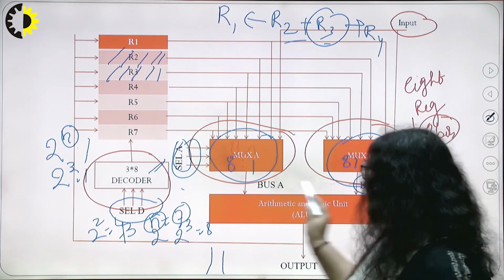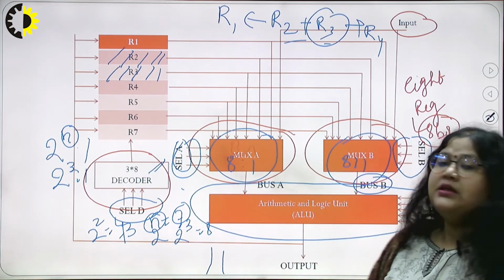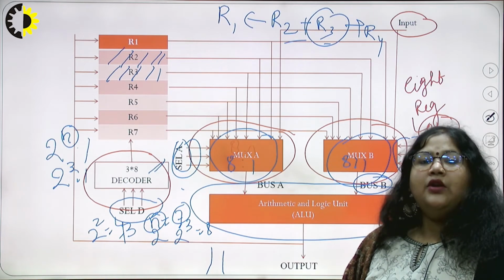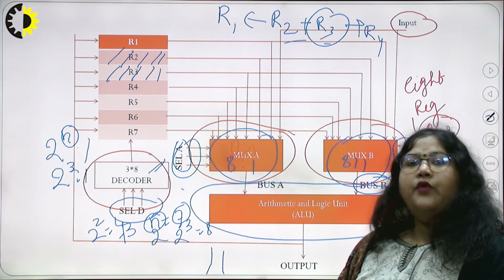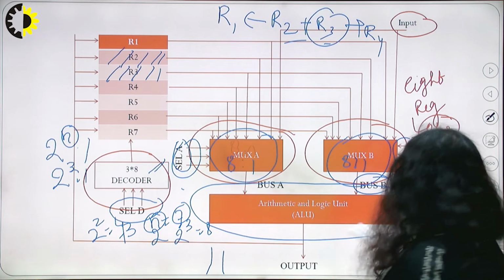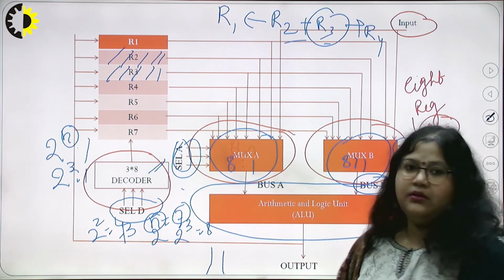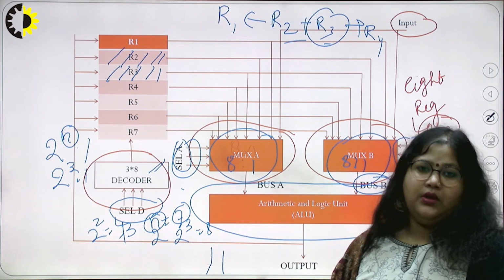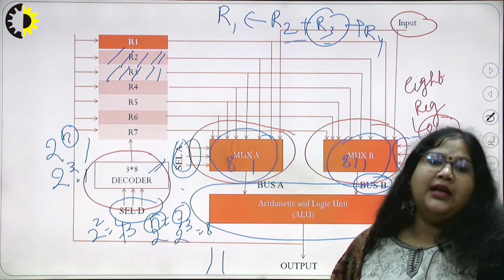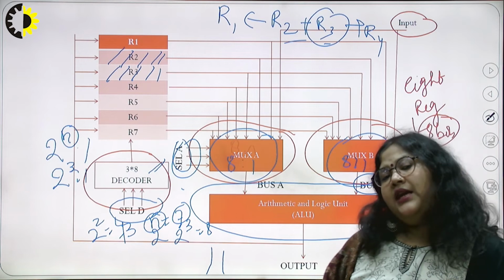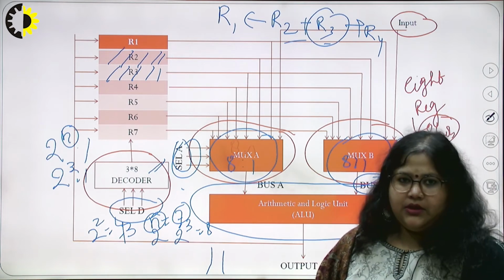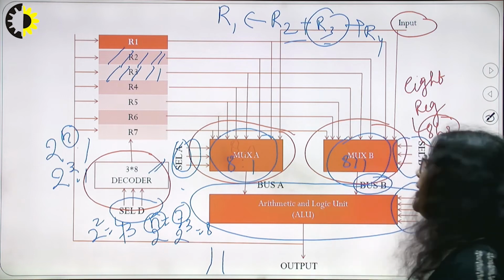Now what does this mean? This is the ALU, the arithmetic logic unit. The arithmetic logic unit is used for performing arithmetic and logical operations. And what is this? This is OPR. OPR means operation code. So how many operations are performed by the ALU? Suppose the ALU performs 12 operations. So how many bits are in the OPR?